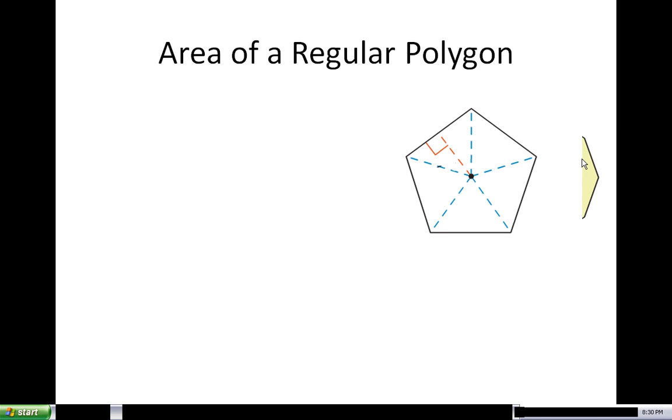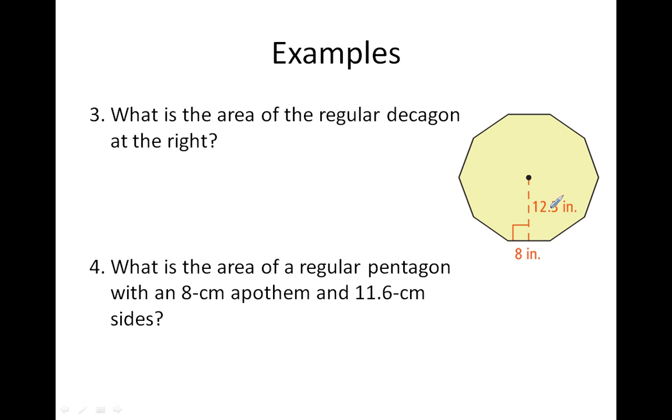So if we start with this first example, we want to find the area of the regular decagon over here. We know that the side length is 8 and the apothem is 12.3 inches. So we have our formula of area equals 1/2 times the perimeter times the apothem. So we have 1/2. Now the perimeter is going to be the side length times the number of sides. So I have 8 times 10 times my apothem of 12.3. And when I put that into my calculator or figure it by hand, whichever you'd like to do, we get 492. Our unit is inches, so our answer for area is in inches squared.